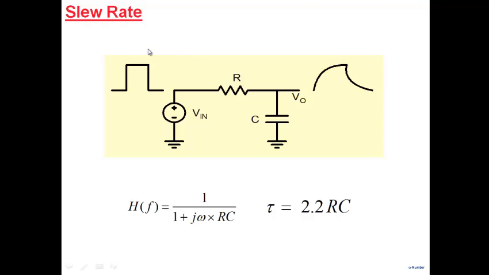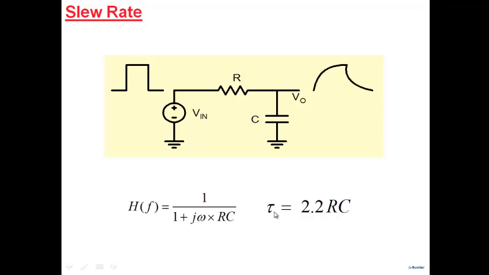So slew rate: the basic idea you can understand by first looking at this RC circuit here. This RC circuit, as all of you know, if I analyze in the frequency domain, I'll get this transfer function, 1 by 1 plus j omega RC. RC is the time constant here. If I analyze it in the time domain, I apply a pulse here, the output will charge exponentially and discharge exponentially with a time constant.